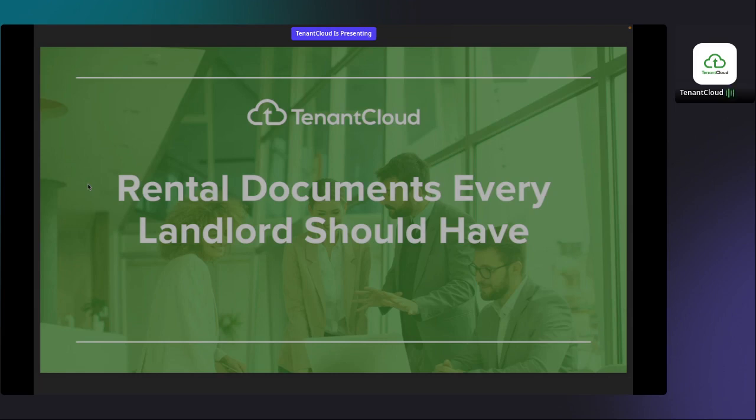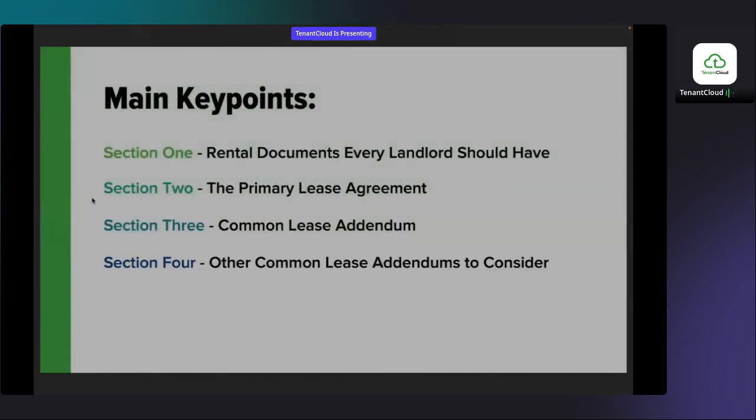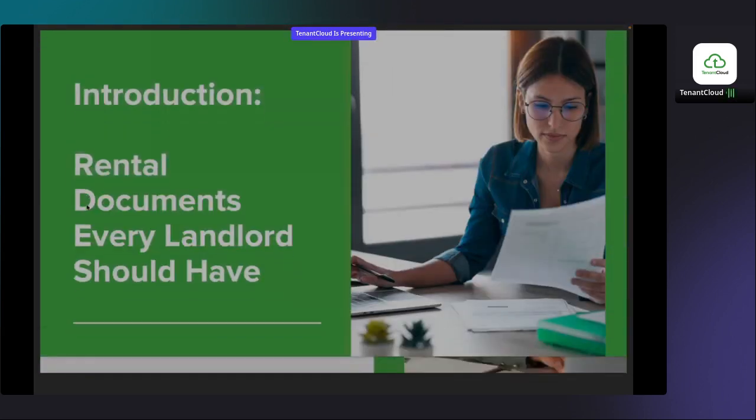And so these are going to really be a lot of the core documents, but we are going to go over a pretty big list of about 30 or 40 documents here that you may or may not currently use and may find beneficial. So these are some of the sections we're going to go over. Rental documents every landlord should have: the primary lease agreement, common lease addendum, and then other common lease addendums to consider.